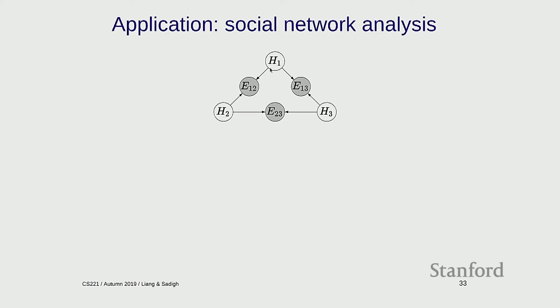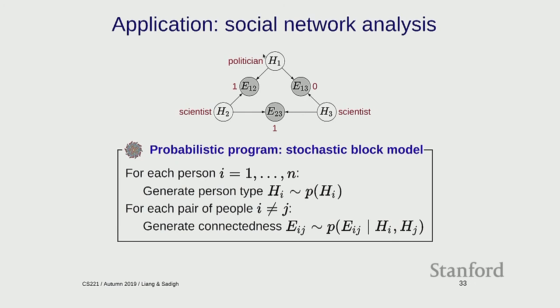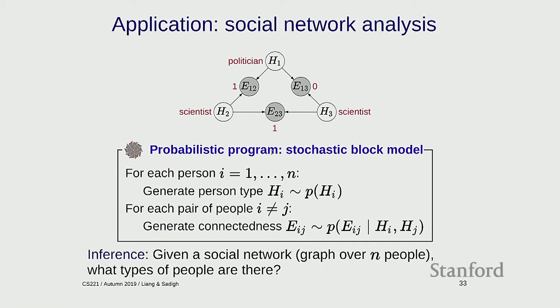Here's a social network analysis example where you have a set of people. Each person has a type, maybe a politician or a scientist. And for every pair of people, they can either interact or not interact. They might be connected or not connected, let's say in a social network. And so in the end, what you're given is a social network of connectivity, and you're asked, what kind of types of people are there? So generally, you observe maybe some graph, and you want to understand what kind of features, or what is a concrete way of summarizing the types of people there are. And this is called a stochastic block model, but there are other fancier models that are based on a similar idea.